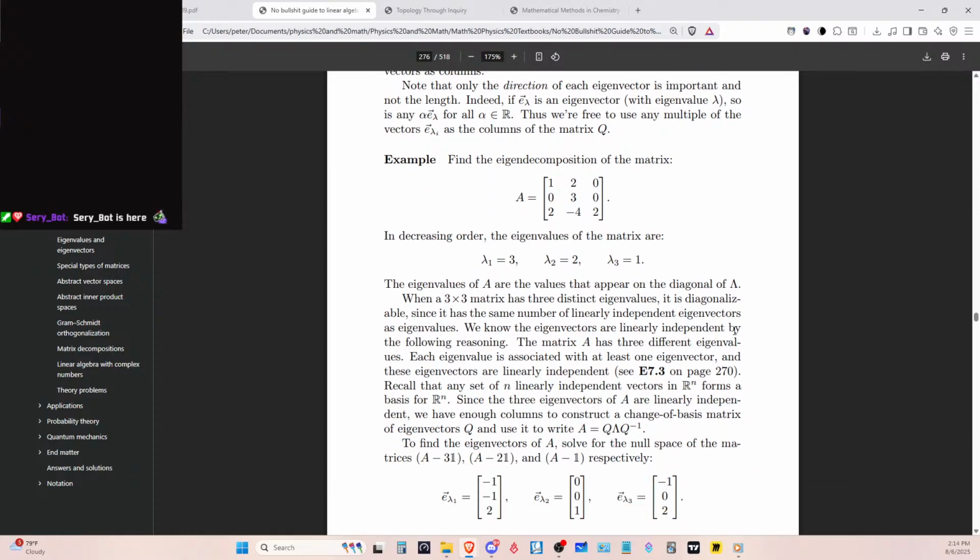Okay, let's just read a little bit of this. So, in decreasing order, the eigenvalues of the matrix are 3, 2, and 1. The eigenvalues of A are the values that appear on the diagonal of lambda. So, when a 3 by 3 matrix has 3 distinct eigenvalues, it is diagonalizable.